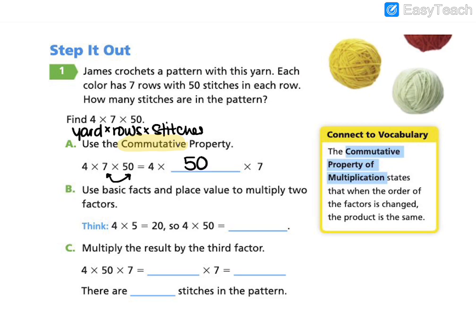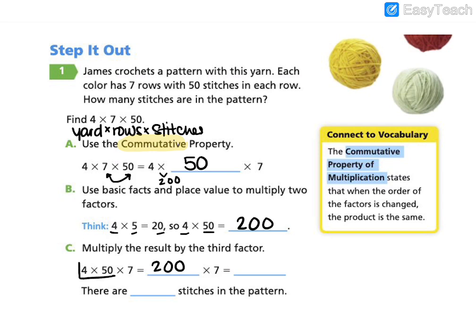So we're going to go ahead and put 50 on that line there. Okay, letter B is giving us their next hint as to how to do this using mental math. It says use basic facts and place value to multiply the two factors. Because 4 times 5 equals 20. This is what we've been working on using place value. Then 4 times 50 is equal to 200. So now we're going to take that new factor, which would be 200, right? We just solved 4 times 50 is 200. That's why that's going here on this line.